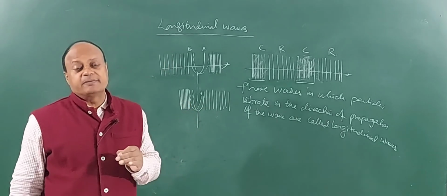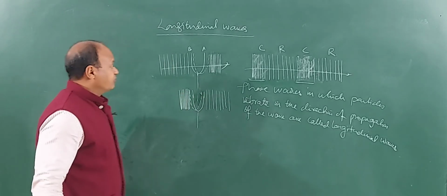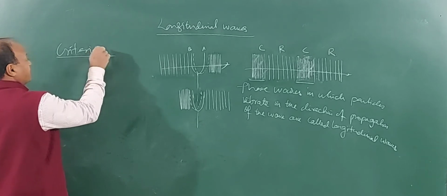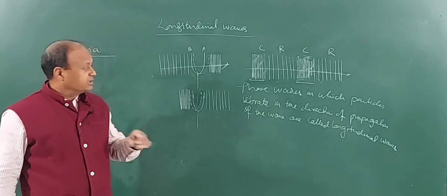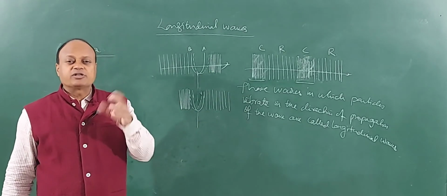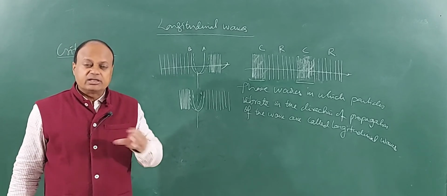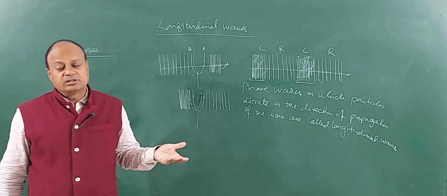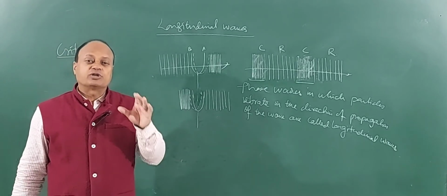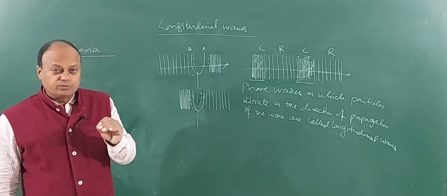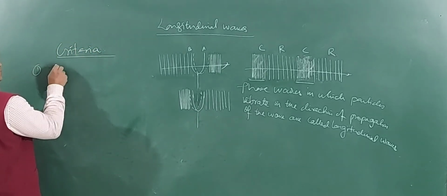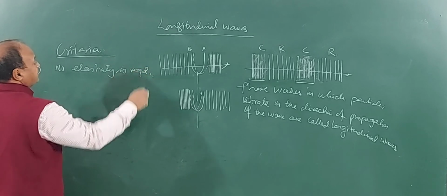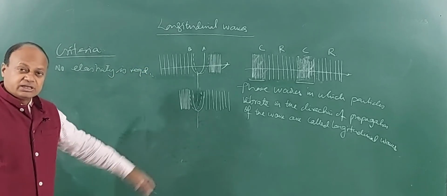Now, what is the criterion for a medium to propagate longitudinal waves? There are multiple criteria. The first thing is that in this case, elasticity is not required because it works on the fluctuation of volume strain. If you have elasticity, it is fine. If you don't have, then also it is equally fine, because we are not going to work on the shearing strain. So we don't require an elastic medium. If you have elasticity, it is fine. If you don't, then also it can be produced.